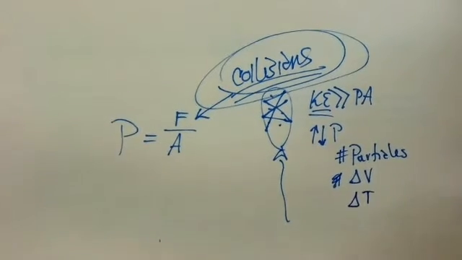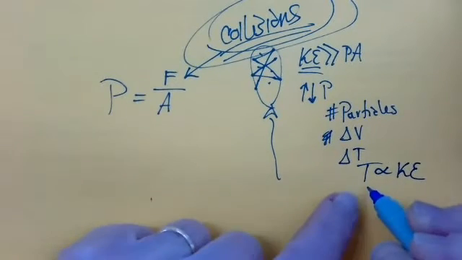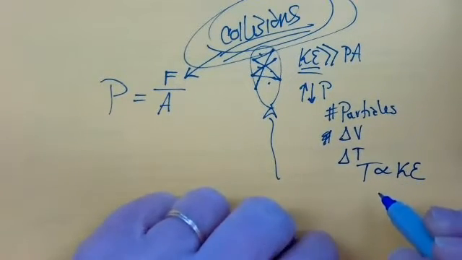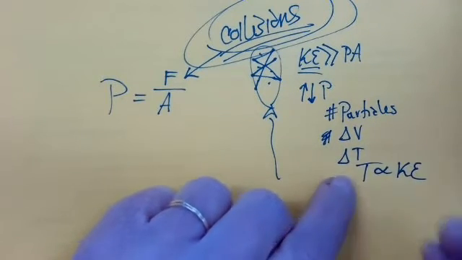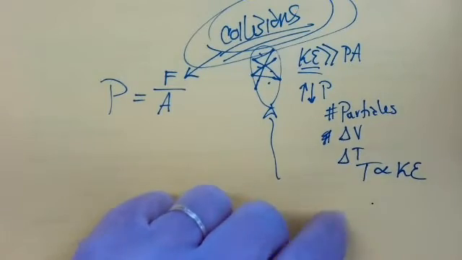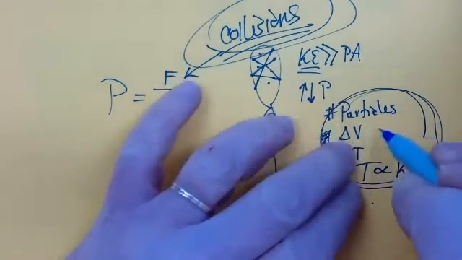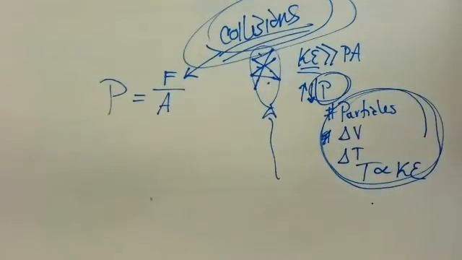And then temperature. Temperature is directly related to kinetic energy. If we increase temperature, we're increasing kinetic energy. So the particles will collide with more frequency, but also more forcefully. And if we decrease temperature, the opposite. So these are the variables that we can change to then change pressure.